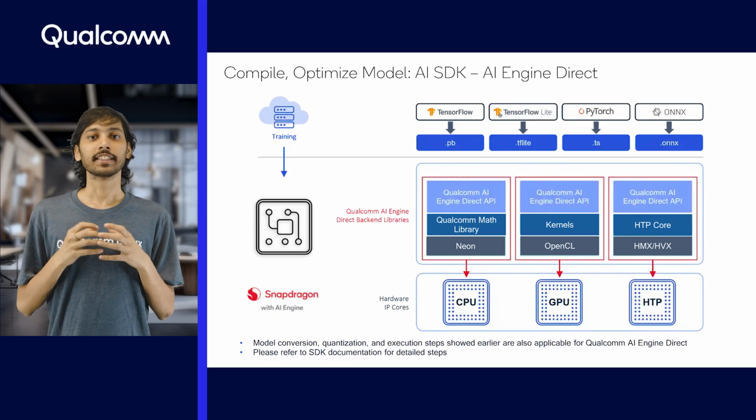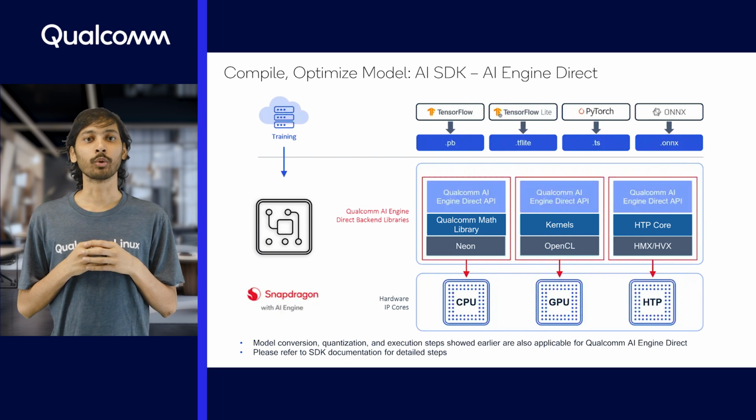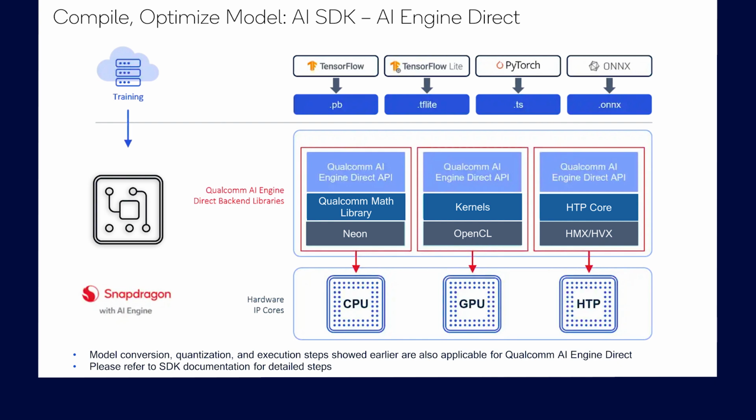Qualcomm AI Engine Direct SDK offers low-level APIs to achieve the best performance for AI workloads on Qualcomm Technologies platforms. The Qualcomm AI Engine Direct SDK supports models from frameworks such as PyTorch, TensorFlow, and ONNX. The SDK also provides offline tools to convert, quantize, optimize, and deploy models on Qualcomm Technologies hardware with acceleration.